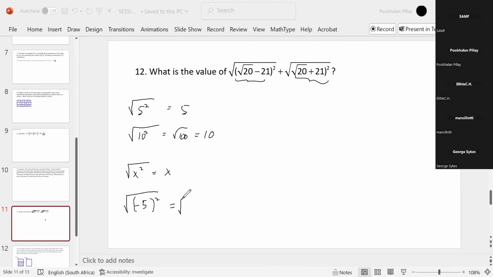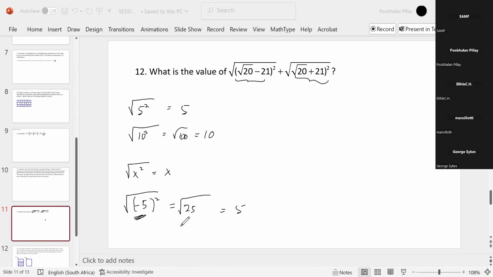The square root of negative 5 squared is negative 5 times negative 5, which is 25. And if I ask you what is the square root of 25, you wouldn't say negative 5, you'll say it's 5. Because the square root of a number is always a positive answer, right? Now here you've got the square root of negative 5 squared is 5. It's not the same as x.